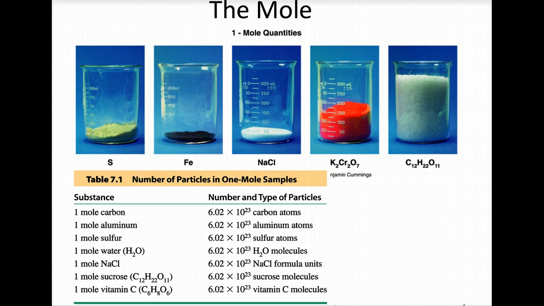So here is this in a visual representation. If I have a mole of sulfur, iron, salt, potassium dichromate, or sugar, I would have the amounts shown in the beakers in the picture. Each one of those contains 1 mole, in the first case, of carbon atoms in the sugar case, and of aluminum atoms. If sulfur is shown, a mole of water would have that many. Everything will have 6.022 times 10 to the 23rd molecules, formula units, or atoms, or cats for that matter.